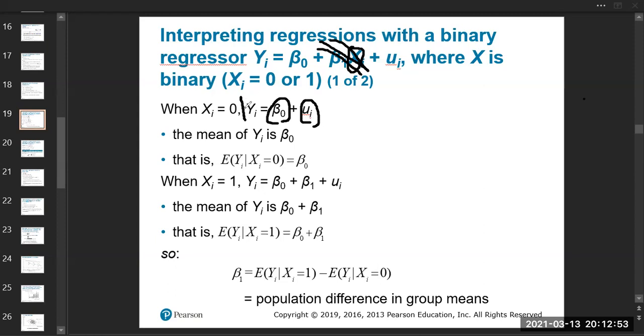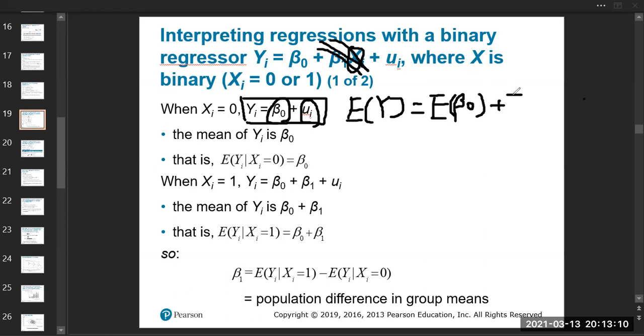In this case, if I calculate the mean, it will equal the expectation of beta 0 plus the expectation of u.